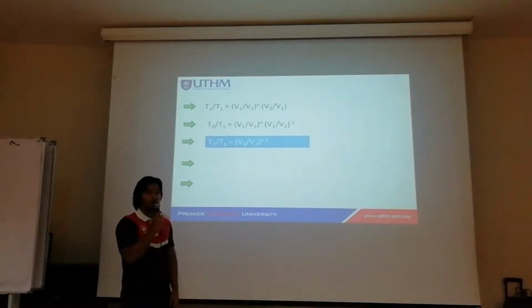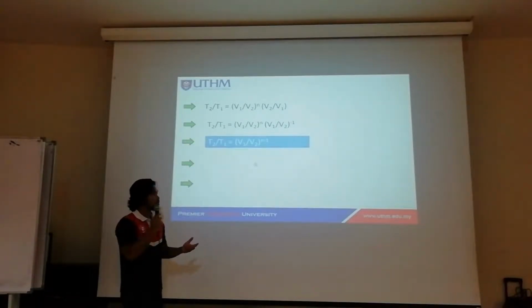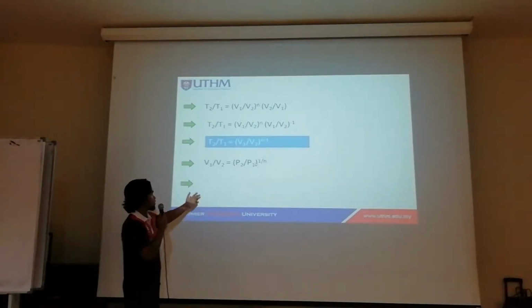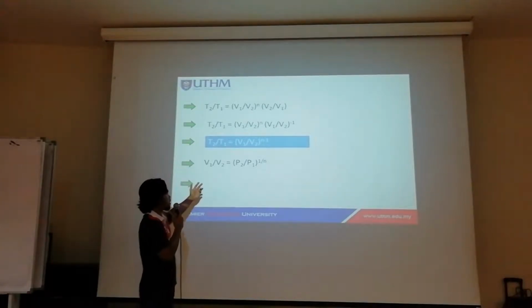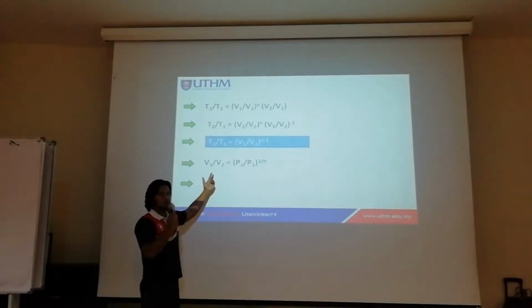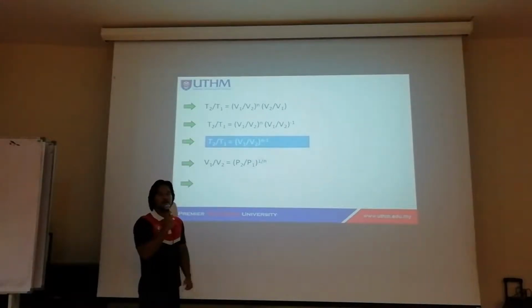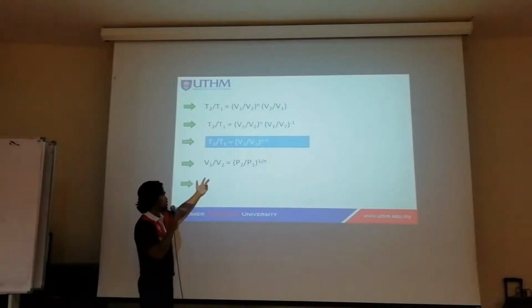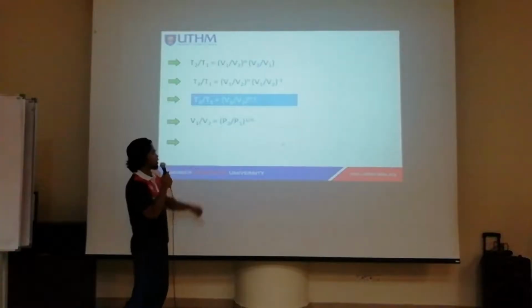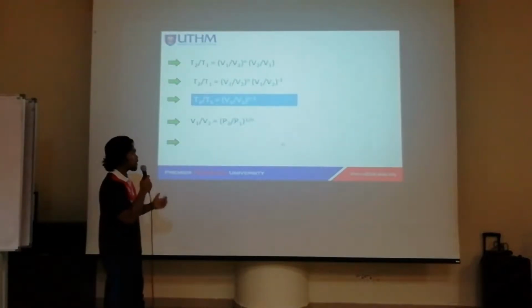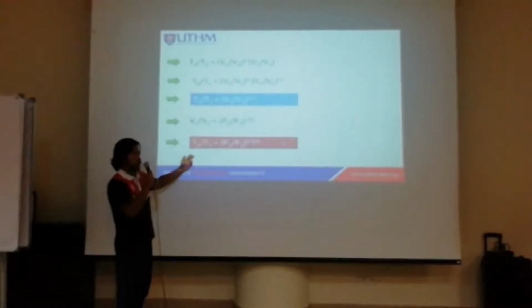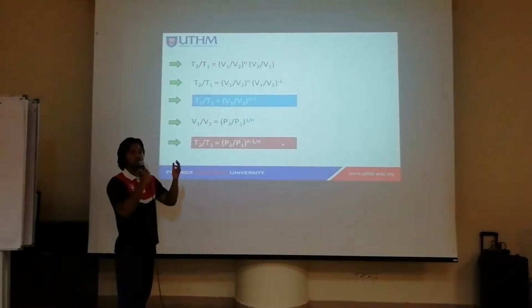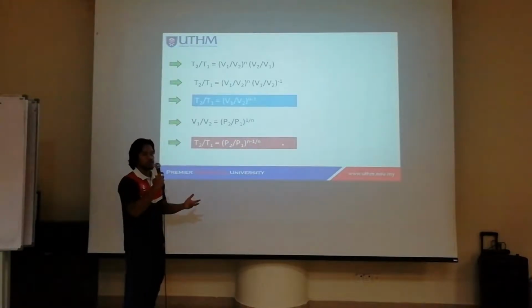After this, we can have another equation, which is here. I hope you can understand. This is the relationship we got from the polytropic process equations, and we rearranged that equation into these equations. After that, we have the final equation, which is this equation here, the ratio of the temperature to the ratio of the pressure.